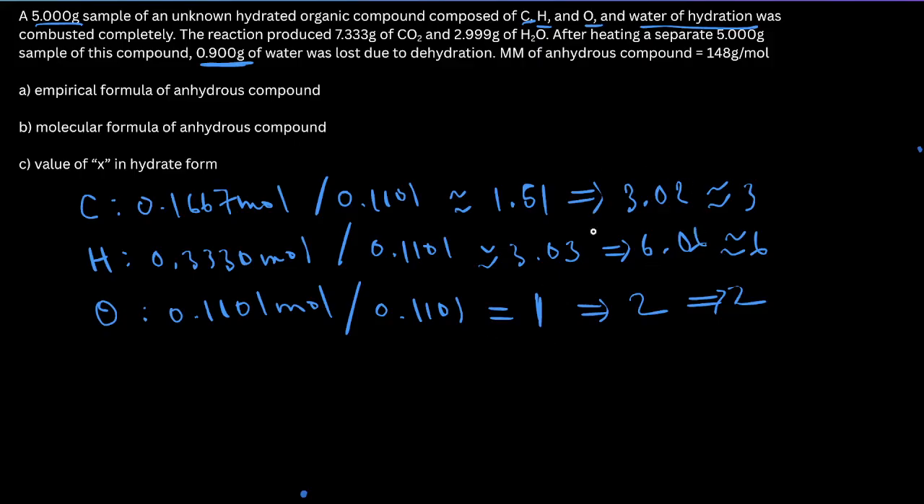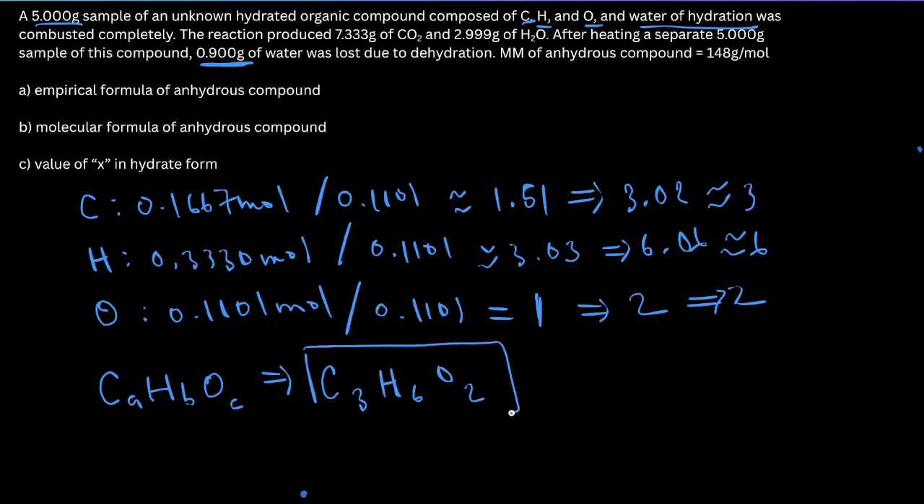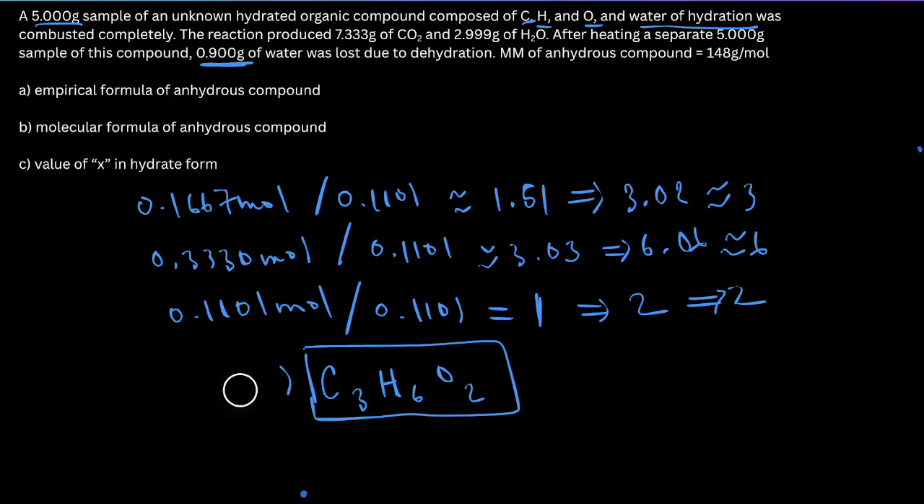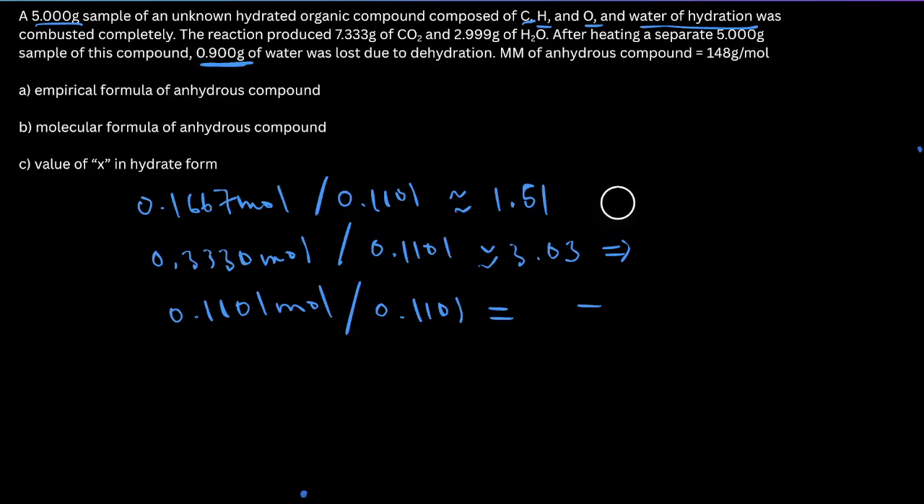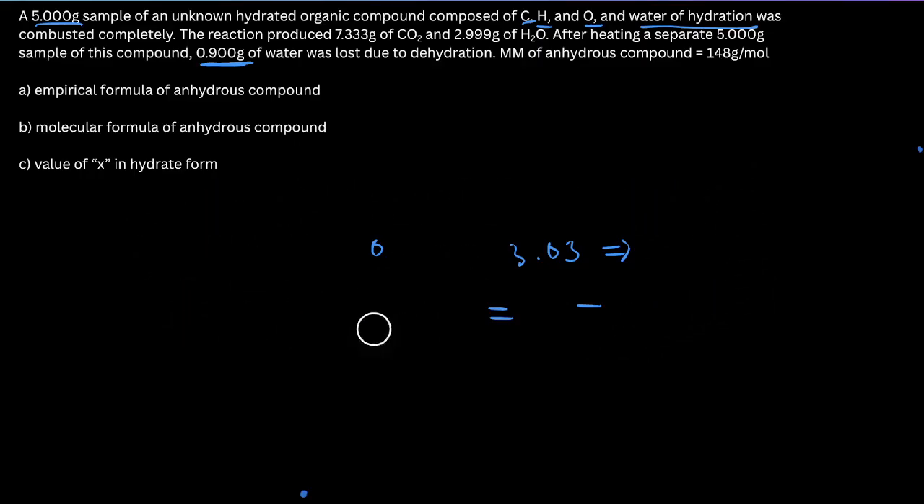And it's these mole fractions that we can then plug in to the general formula. So we see the general formula of the compound CaHbOc. Just plugging in our mole fractions gives us our empirical formula of C3H6O2. So this right here is the answer to part A, and this is the empirical formula of the anhydrous compound. All right, now that we have this, we can move on to part B, finding the molecular formula of the anhydrous compound. How do we do that?